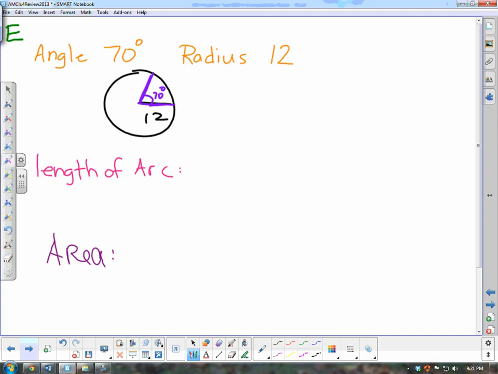Well, if you recall that the length of the arc is equal to theta times the radius. And theta would be 70 pi over 180. And then you can take that and put it and get rid of that.